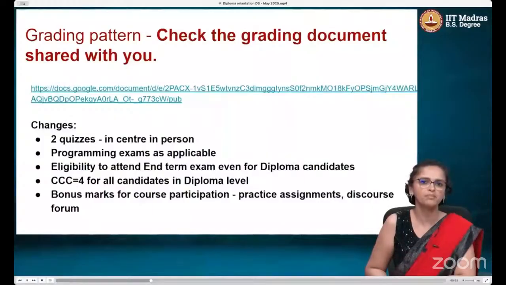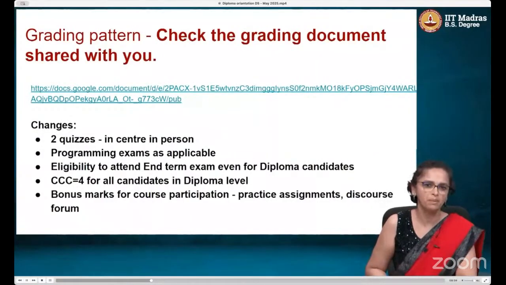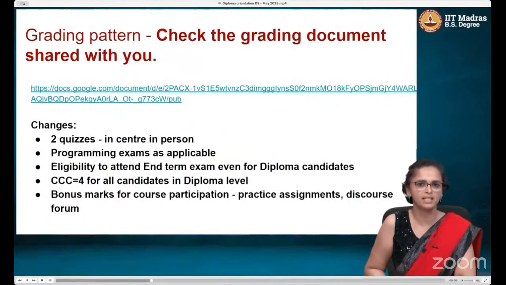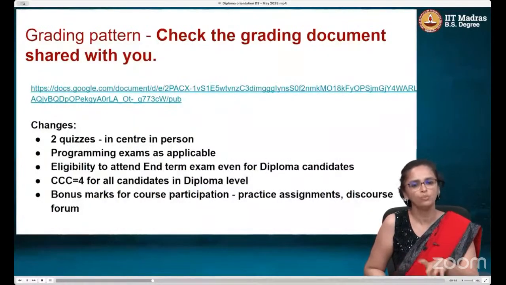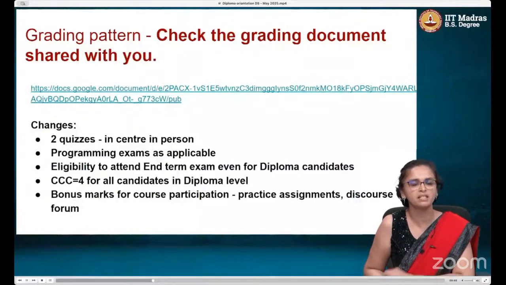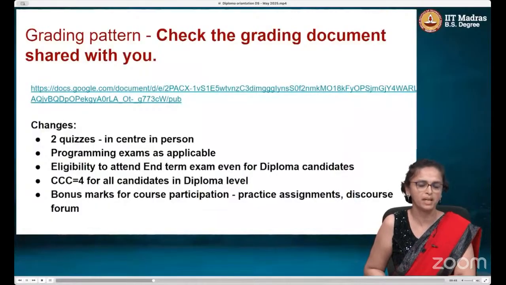For some of them, we have something called NPPs, non-proctored programming exams, which are more like practice assignments we give you, but they also form a bonus component that you can get as part of the course. So you might want to see which components have what weightages, and what bonus you can get by doing what activities, so that your grades are much better in the courses of the diploma level.